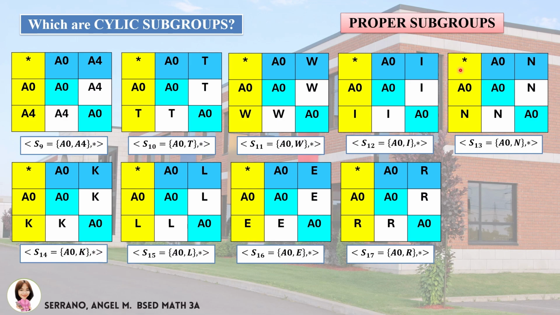As you observe, all of these subgroups of order 2 are abelian, since the elements in each table mirror each other across their diagonal. Therefore, we can conclude that the subgroups of order 2 are all abelian. Next, let's determine if they have at least one element that generates their entire group.